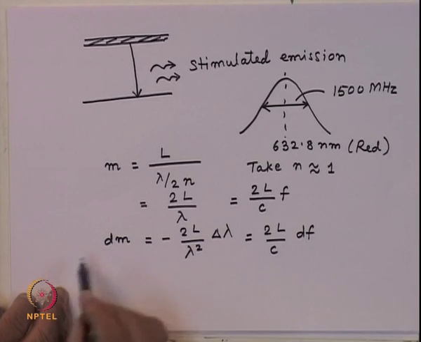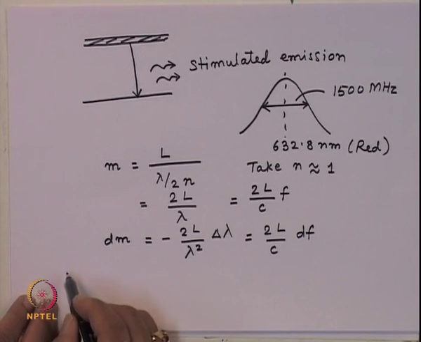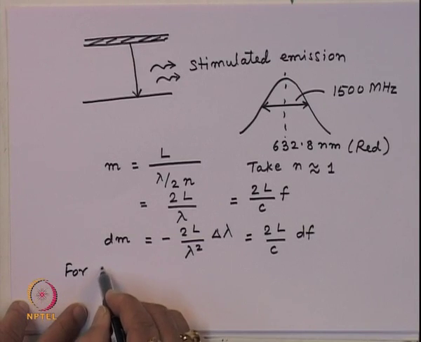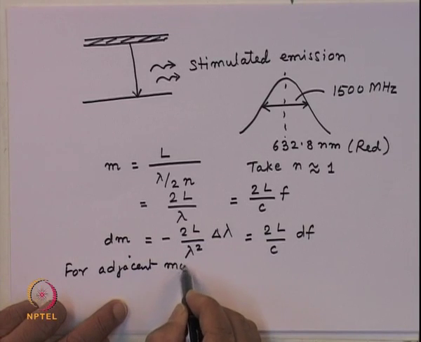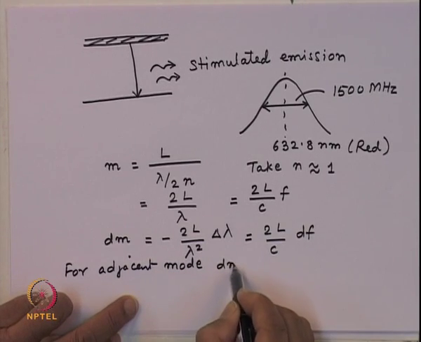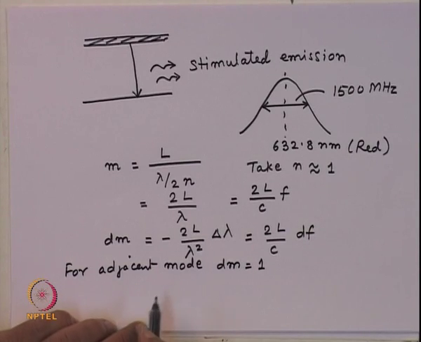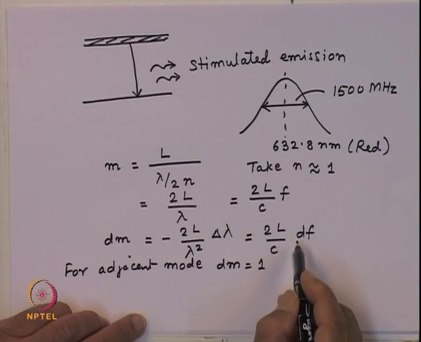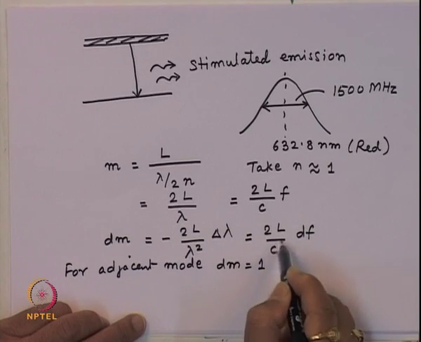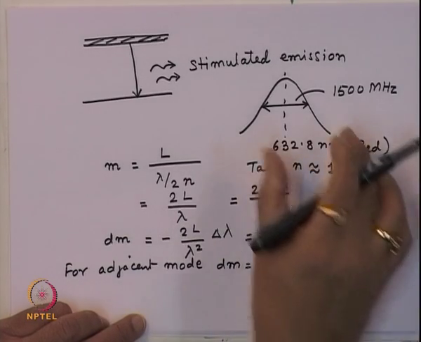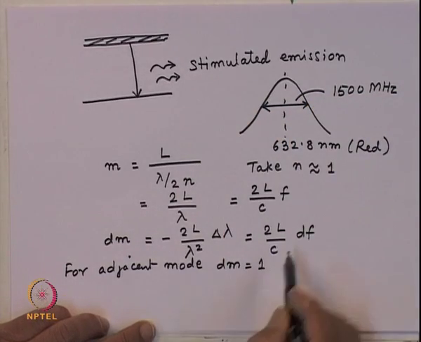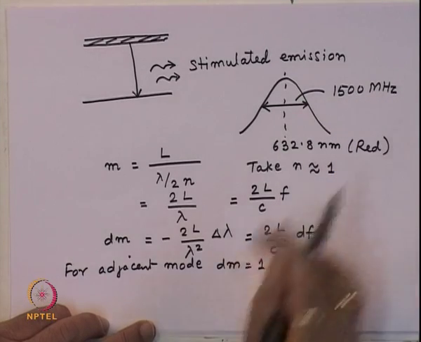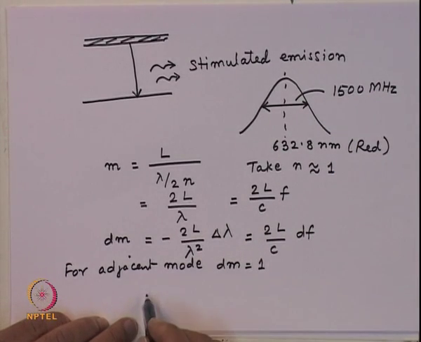Now, for the adjacent modes, dm is equal to 1. So, from here we can find out what should be the value of L, so that I get the lines which are separated by more than 1500 megahertz. So, if I substitute df equal to 1500 megahertz, I can find out the value of L, and that is for dm equal to 1.